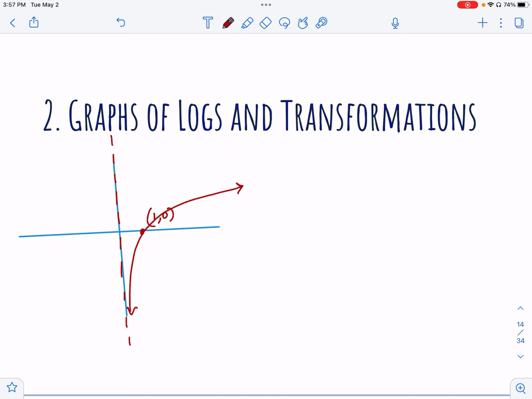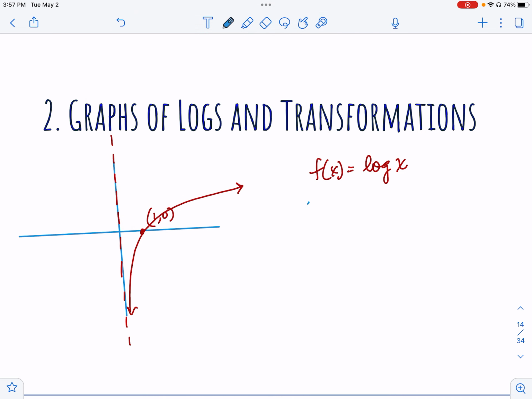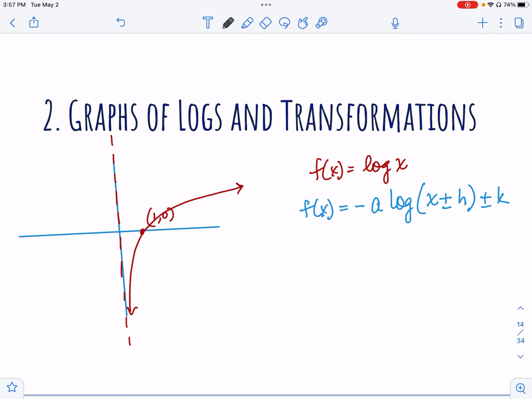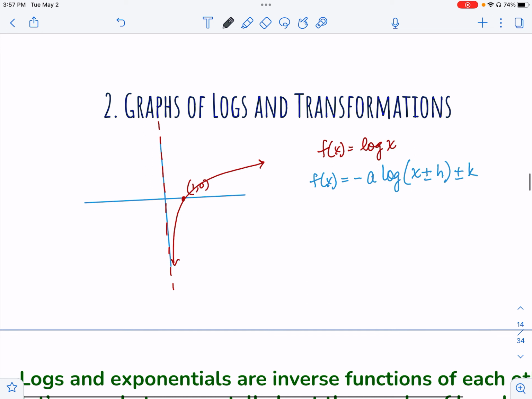Now with the transformations, all the same rules apply. All same rules apply, which means if I have a log function here, log of x, let's say, negative a, and then log, and then we have x plus minus h, and then plus minus k, kind of like how we did in the first semester. All these numbers now that are associated with logs have their own job.